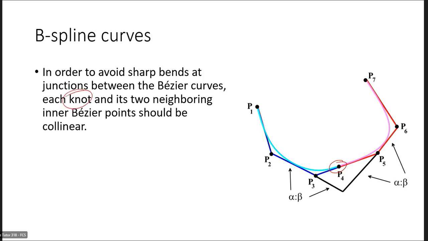Each node and its two neighbor inner Bezier points should be collinear. So this is called a node, which is the joint between two Bezier curves. Here we have one inner control point, and here we have another inner control point. These 3 points should be on the same line.